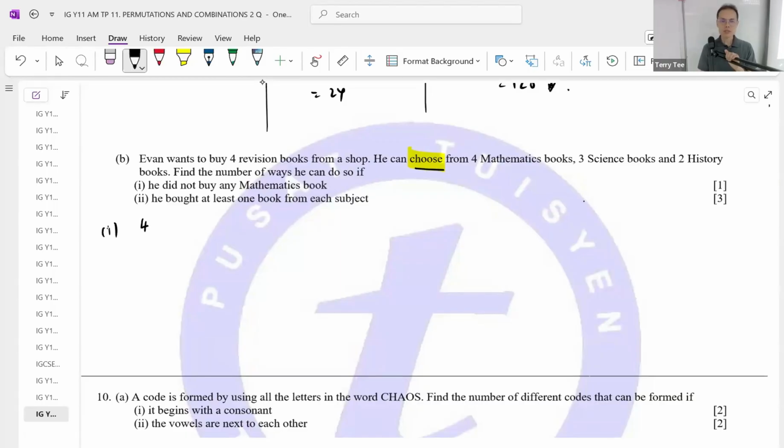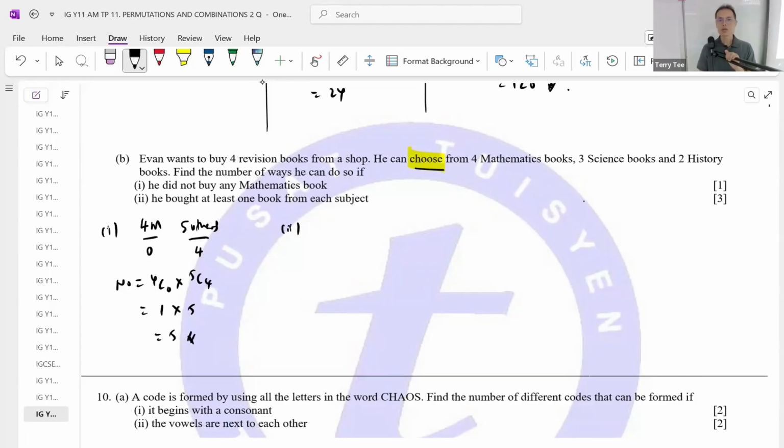So what you can do is this: 4 mathematics books, science and history put together, there are 5 others. So he wants to buy 4. So if you don't buy any maths book, you have to buy all 4 from the others. Others means 3 sciences and 2 history. So the answer, you can write 4C0, 5C4. Now the 4C0 actually you don't write because 4C0 is 1. 5C4 is 5. The answer is 5.